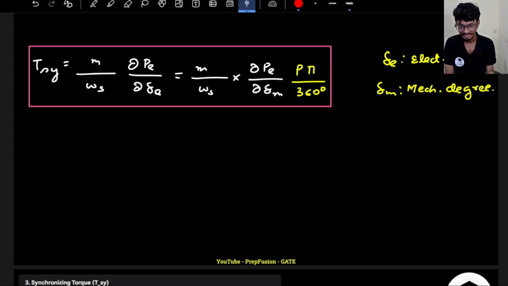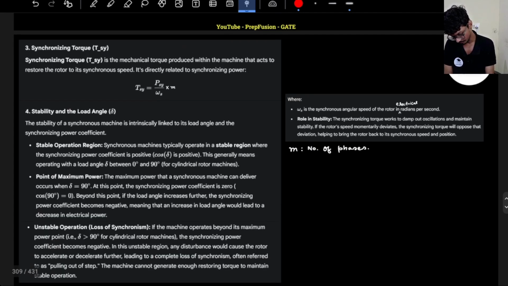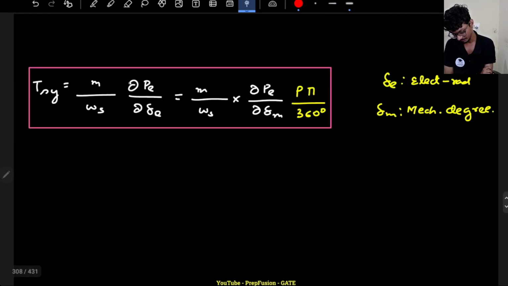So yeah, I hope that is clear now. Same thing is written over here. Psi upon omega s into M, and psi unit will be electrical, sorry, watt per electrical radian, or you can convert it into watt per mechanical degrees. M is the number of phases, because this is a single phase power, right? And M is the number of phases. This also can be asked.